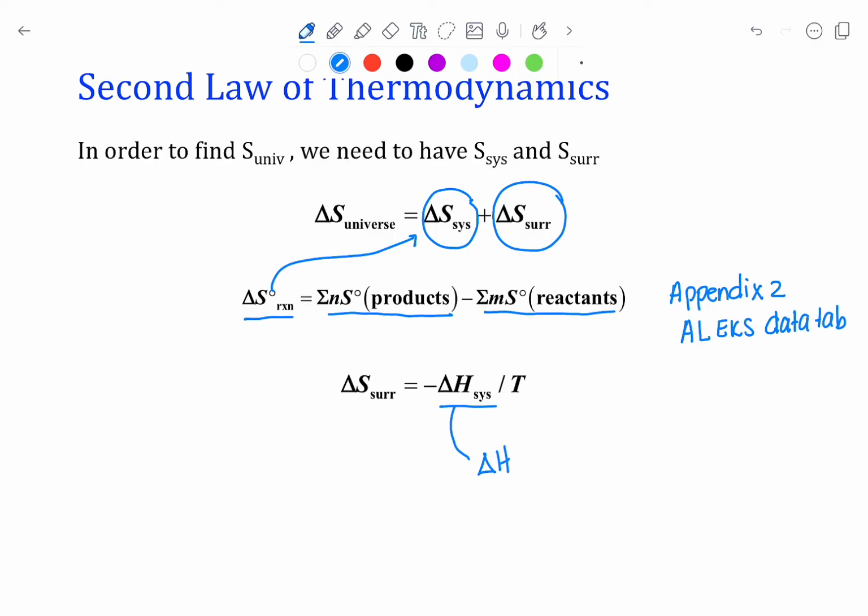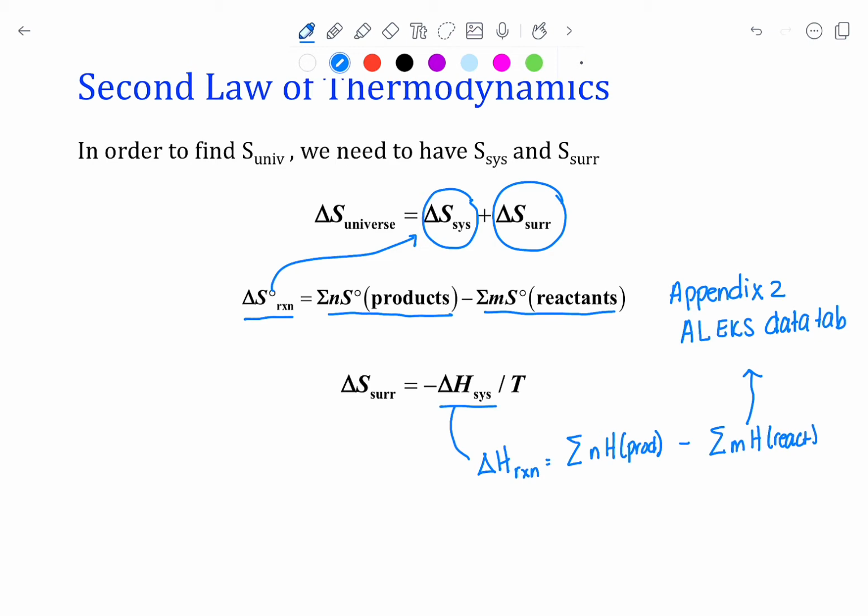because it's going to be very similar to our delta S, where we're going to take the sum of the enthalpies of the products minus the sum of the enthalpies of the reactants, again, which we can find from Appendix 2. So those are all constant values for the products and the reactants, and the temperature would be given to us in the problem, and it's most likely 298 Kelvin or 25 degrees Celsius.